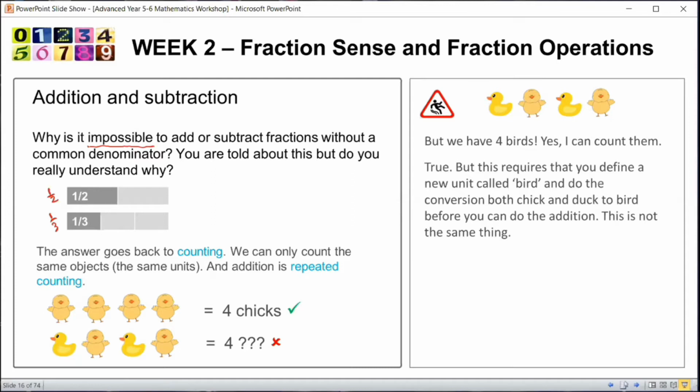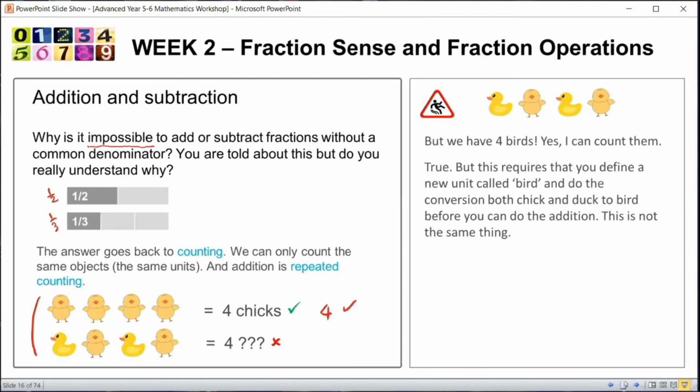That's what it is. Addition is repeated counting. So look at the illustration I have at the bottom. Now, at the bottom, I have 4 chicks. So you can count them: 1, 2, 3, 4, and then you write 4. That's perfectly okay. Now, the next figure, you have a duck, a chick, a duck, and a chick.